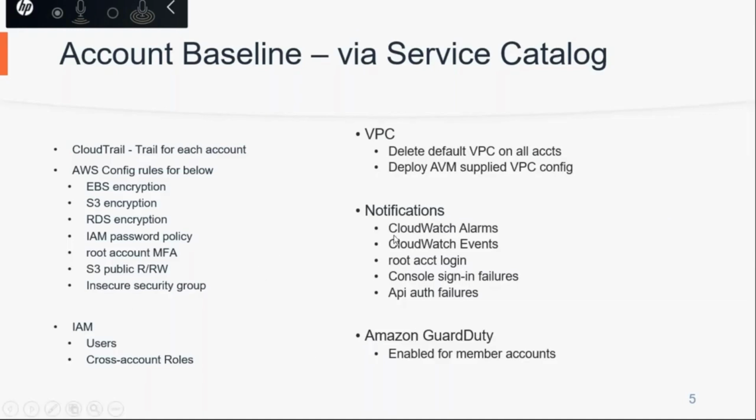So by default, they will configure notifications for CloudWatch alarm events, root account login. As usual, normal, right? For root account login, we need MFA enabled, and console sign-in failures. So those will be by default. They will create alarms, you will get alerts through SNS, and they enable GuardDuty for all accounts, member accounts.